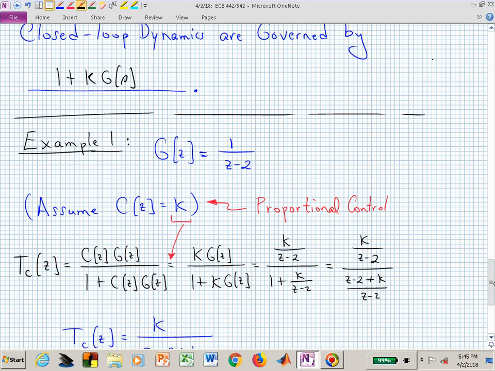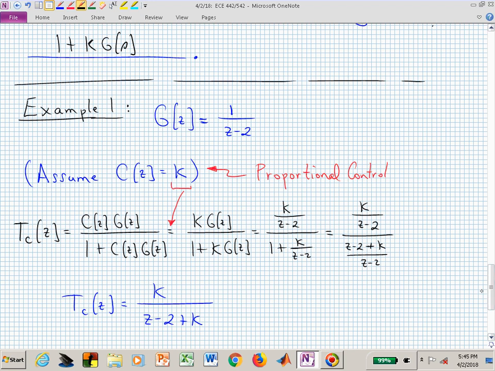So we probably don't want that type of behavior. We're then going to try to control that system. We put a constant controller into that controller's location, and we simply plug in the appropriate terms and see what happens. In this case, we have CG over 1 plus CG. If we replace C of Z with this proportional controller, just K, that's as complicated as the controller is going to be, then we have KG over 1 plus KG.